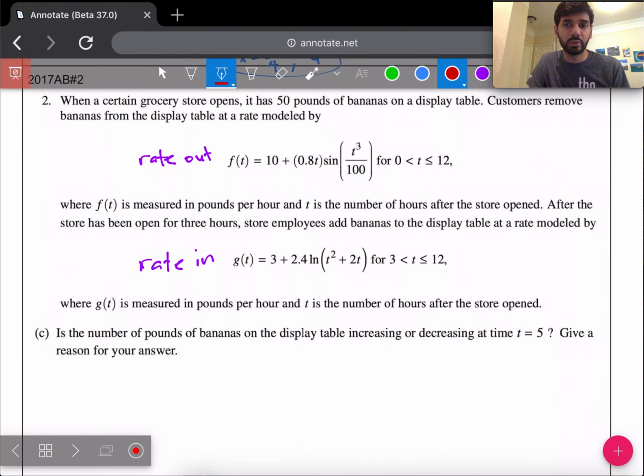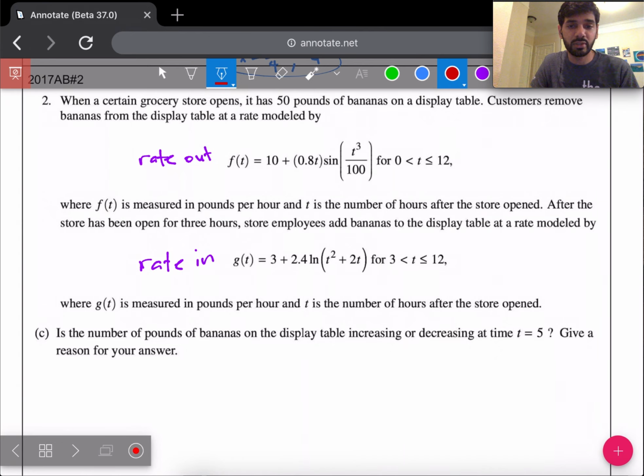So people are buying bananas, so that's the rate out, and then the grocery store restocking the bananas would be the rate in of putting more bananas on the display table. Okay, these are two different rates. They're not happening at the same rate. People are taking them at some rate, and then the store is putting it back on.